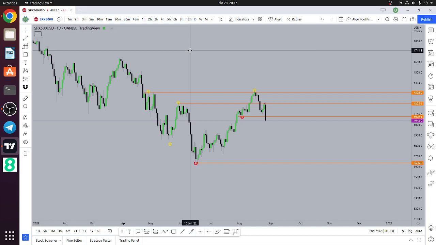So ICT does not teach a strategy. Please don't come to him trying to learn a strategy. Come trying to gather knowledge. It is as a result of that knowledge that you'll be able to come up with your trading model.